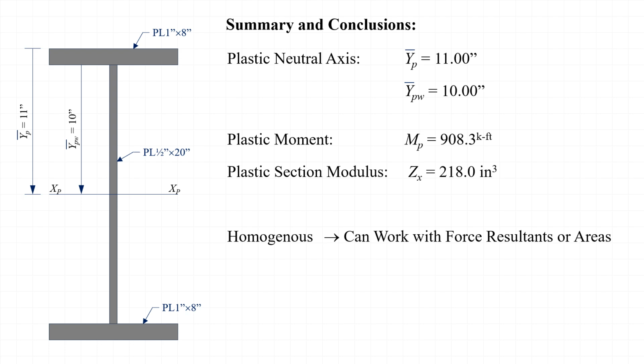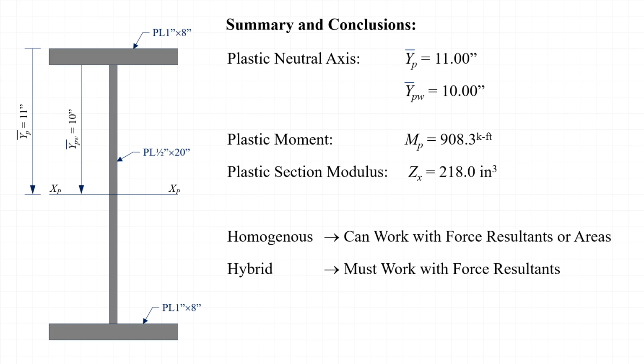Since this was a homogeneous cross-section, where all of the cross-sectional elements had the same yield strength, we were able to perform those calculations using two approaches. First, by working with the force resultants on the fully plastic section, and then by working directly with the areas of the cross-sectional elements. Had this been a hybrid cross-section instead of a homogeneous cross-section, then we would not have been able to work directly with the areas of the cross-sectional elements. We would have had no choice but to work with the force resultants on the fully plastic section.